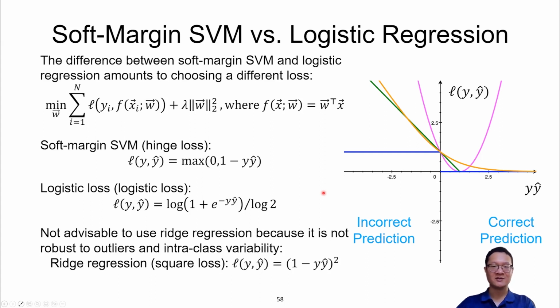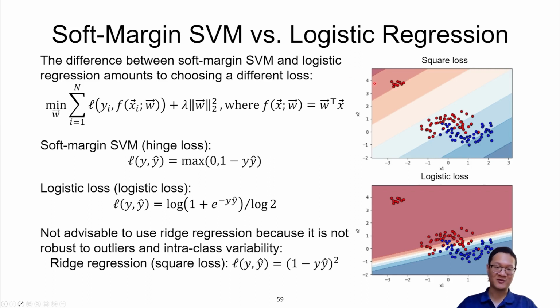Then we also compared all of these loss functions with the square loss, and we decided that maybe this is not a good idea for classification because it will over penalize samples that are too correct or too incorrect. So that's why it's not robust to outliers. We saw this in the comparison of the decision boundary with the square loss versus the decision boundary with the logistic loss. We can see that with the square loss, all of these outliers shift the decision boundary quite a bit.